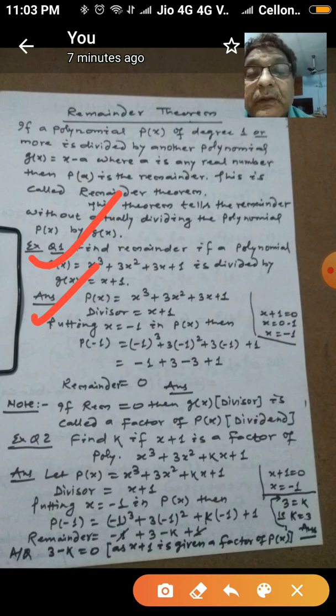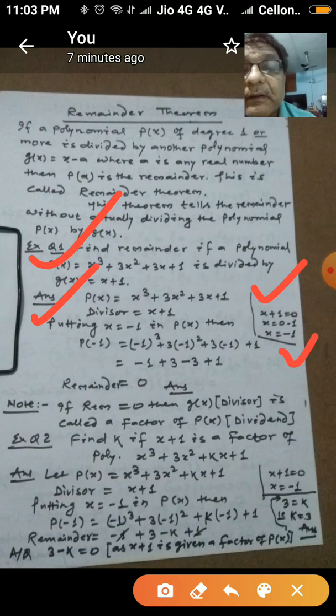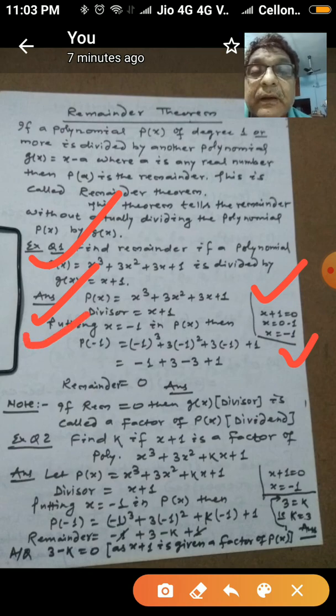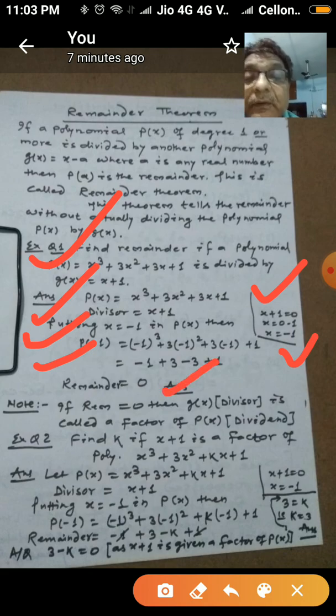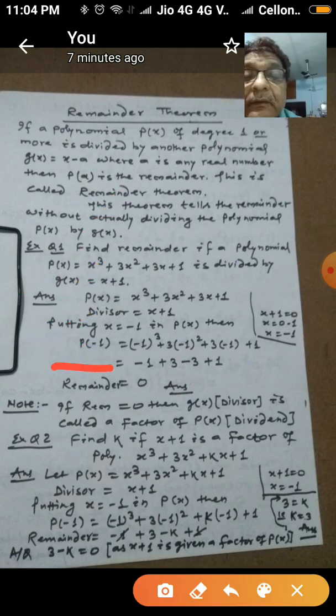Now taking this divisor x plus 1, it is made equal to 0 and we find the value of x which comes to minus 1. Now we write, putting the value of x equal to minus 1 in the given polynomial p(x), then p(minus 1) is equal to (minus 1) whole cube plus 3 into (minus 1) whole square plus 3 into minus 1 plus 1, and ultimately on simplifying we get 0. So this p(minus 1) is actually the remainder here.